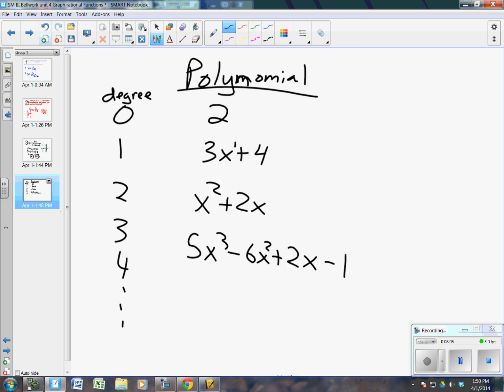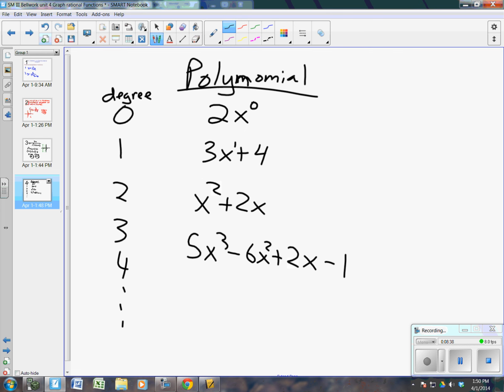Let me show you this. Let me see if I had x to the 0 power. x to the 0 power is 1. 2 times 1 is 2, right? So anytime you see a constant up there, since x to the 0 power is 1, we don't write x to the 0, but it could be x to the 0, right? So it's a 0 degree polynomial. So 3x plus 4 would be a linear because you have x to the first power. x squared is a second degree. And 5x cubed is a third degree, and so forth, right?